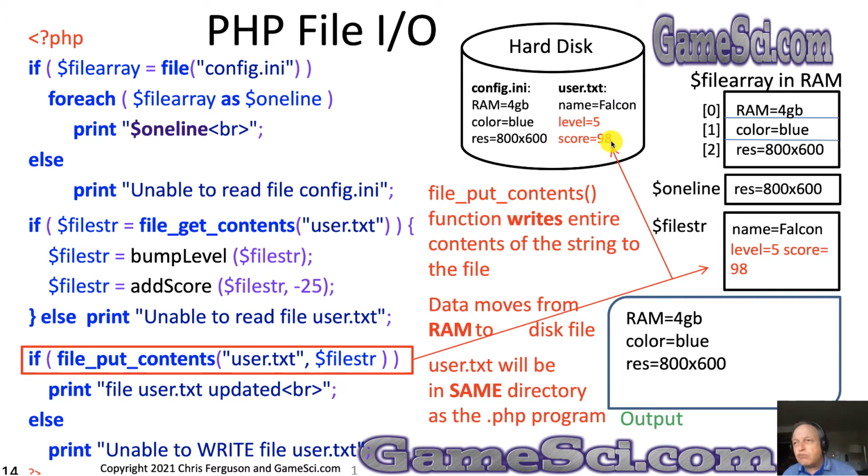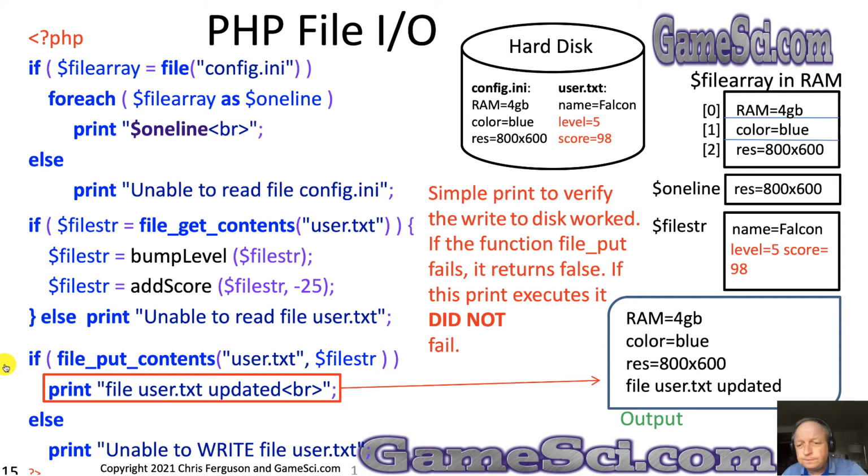And just like we read it in one gulp, we're going to write the whole thing back out in one gulp. That's what the functions on this screen do. They read and write the entire file with one PHP command. Important to remember, user.txt must be in the same directory as the PHP program. Without any directory information in front of user.txt, it will default to writing to the same folder or directory.